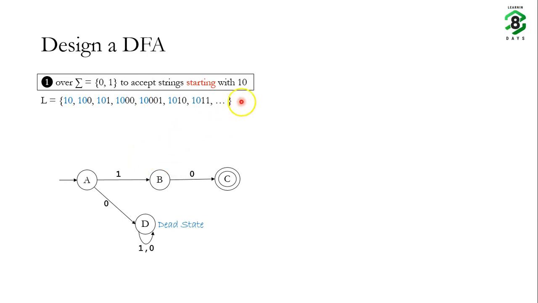Now, is it possible for such a string to be accepted by our machine? Our machine, remember, accepts only those strings which start with 1, 0. So in state B, if we get a 1, the string starts with 1, 1.